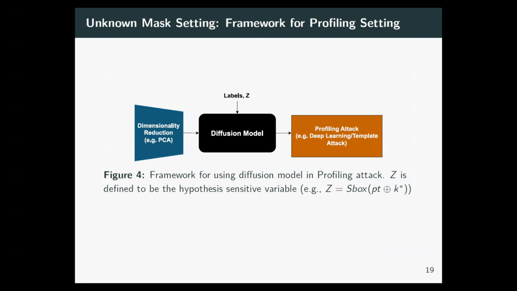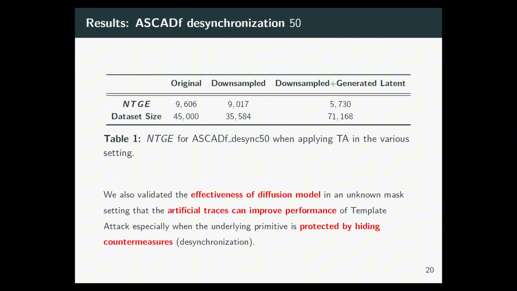Furthermore, we also have a framework for the unknown mask setting, where we use the diffusion model to generate new training data for the profiling attack. What we found was that using these artificial traces can actually improve the performance of the classical profiling attack, the template attack, especially when the underlying primitive is protected by a hiding countermeasure, which is desynchronization. And we see that the NTG actually dropped by almost half over here. This shows the effectiveness of using these artificial traces.